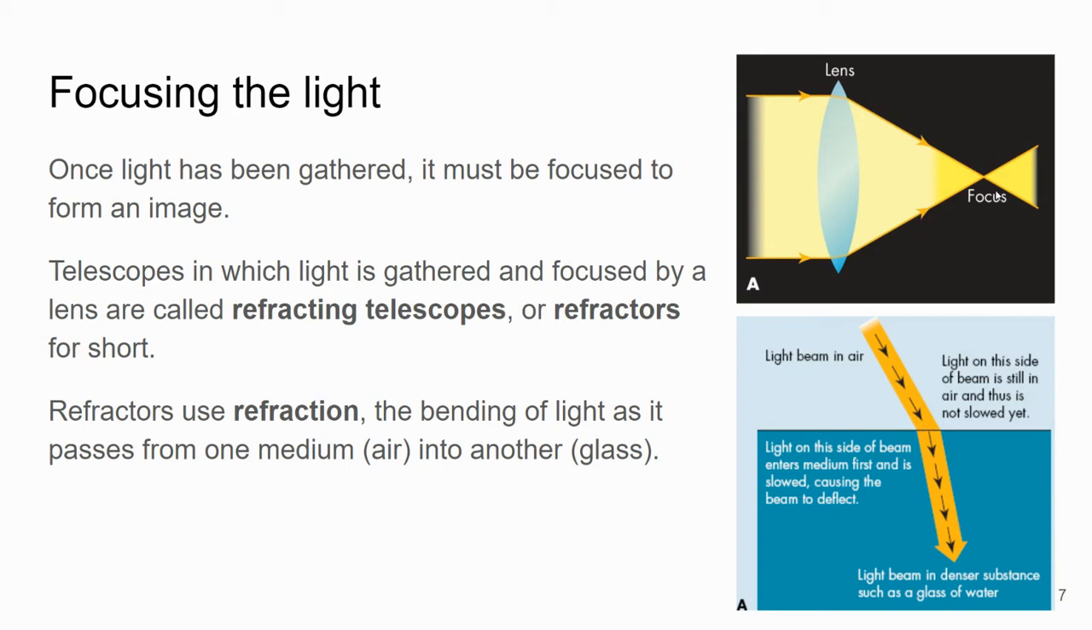This is something we learned about in the last chapter. When you have light going from one medium to another, in the case of a lens, from the medium of air to the medium of glass, and it hits it at an angle, then it's going to change speed, and that causes it to change direction. That's what refraction is.